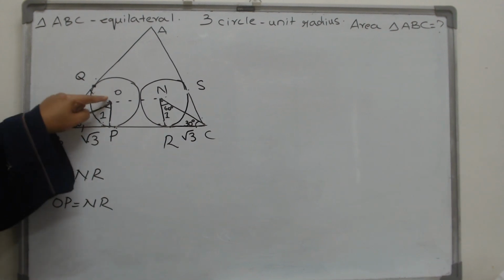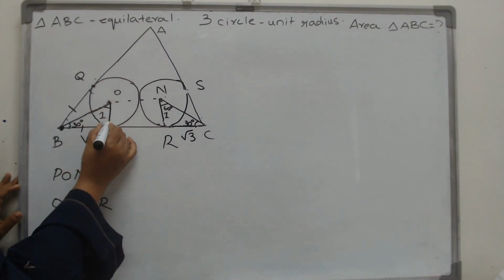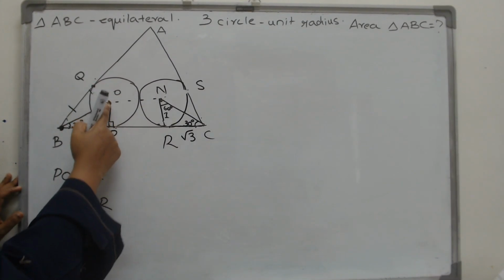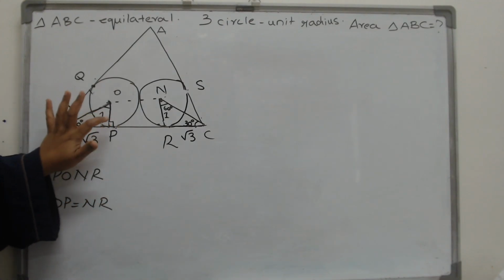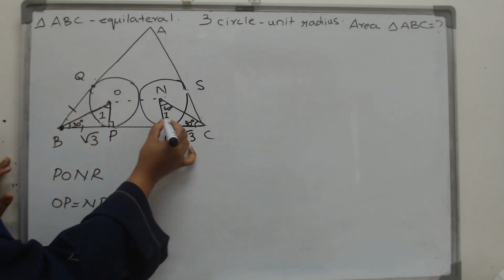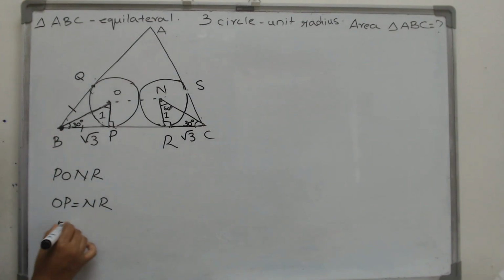And what else do we know about these two line segments, OP and NR? What else do we know? Here we had a right angle, because the radius and the tangent make right angles with each other. Here you had a right angle. Here also we had a right angle, because again radius and tangent. Then that means what? OP is parallel to NR.